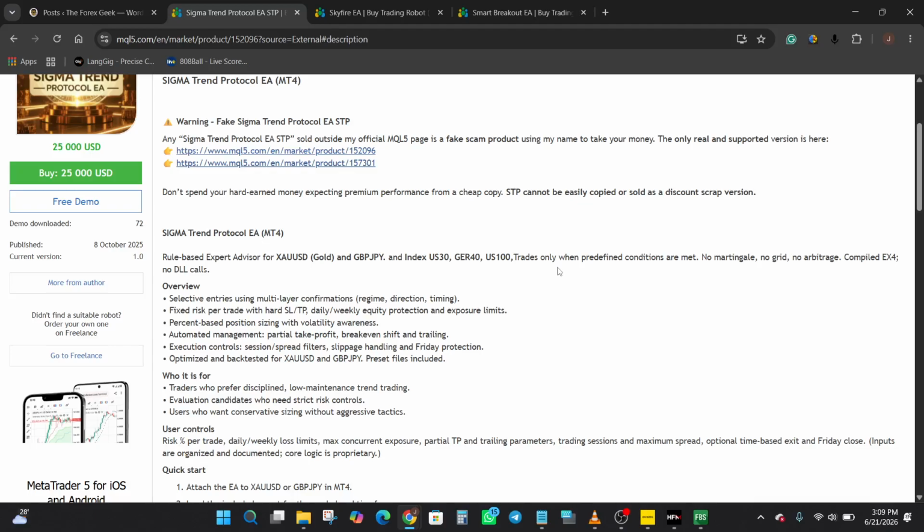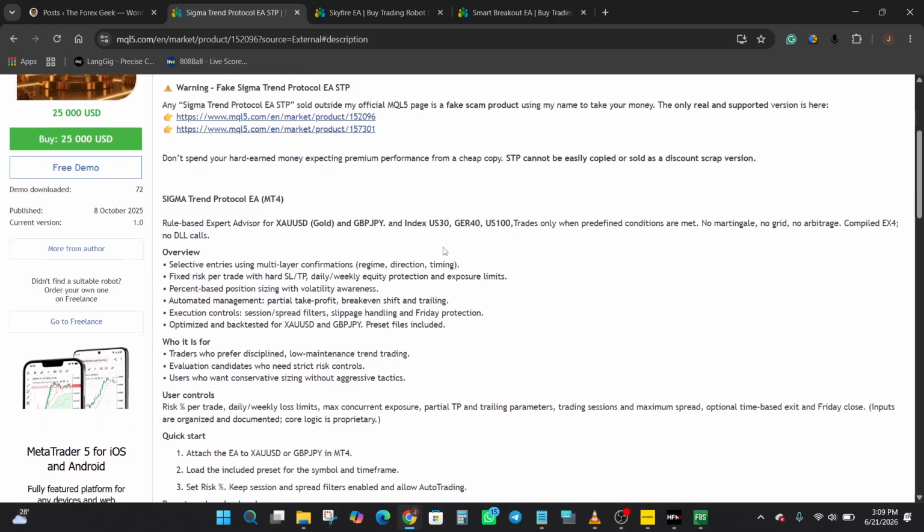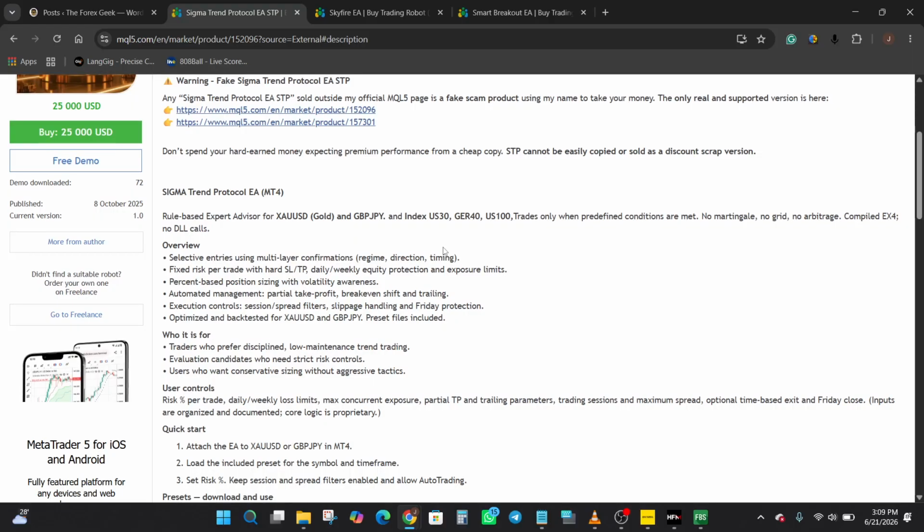As I continue through the marketplace page, the overall approach described here focuses on selective trade entries using multiple layers of confirmation. The developer mentions confirmations related to market regime, direction, and timing before trades are allowed to trigger. While the core logic remains proprietary, the description provides a good overview of the framework used by the system.